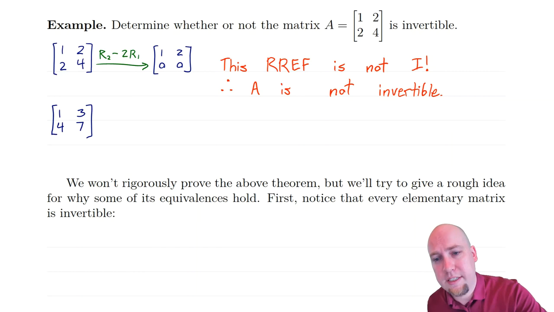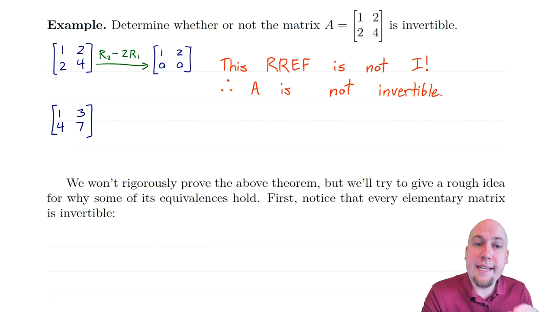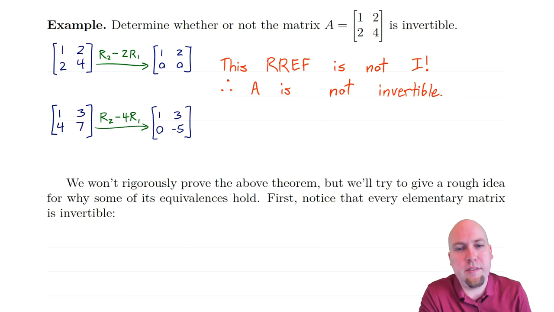All right, let's do another one. Let's look at a different matrix, the matrix 1, 3, 4, 7. And again, the question is, is that invertible or not? Do your row operations, do your Gauss-Jordan elimination, do all the usual stuff that we've liked doing for the last week and a bit. We want to start off by getting a zero down here.